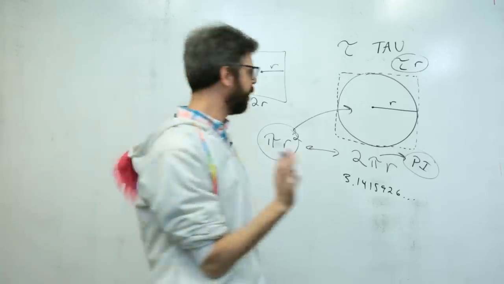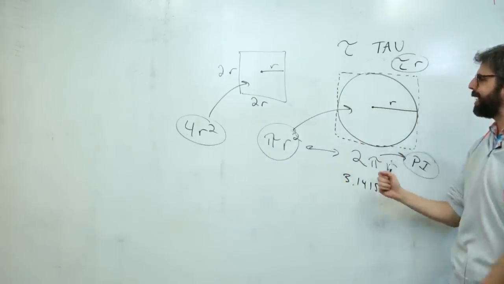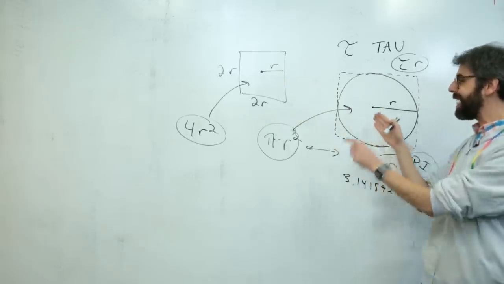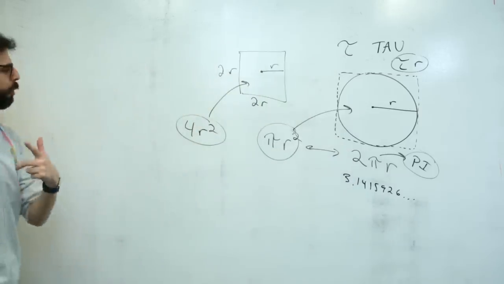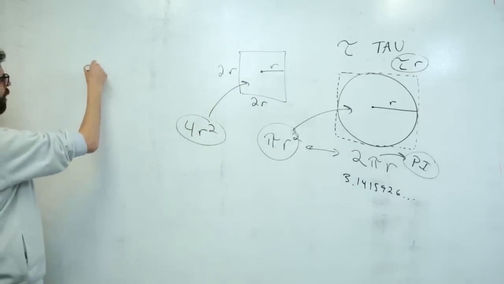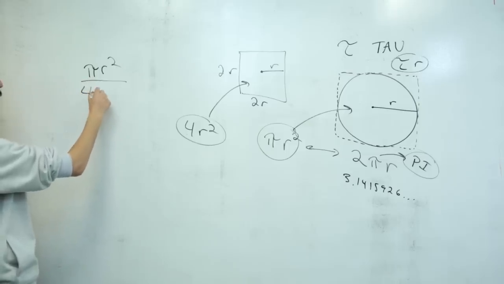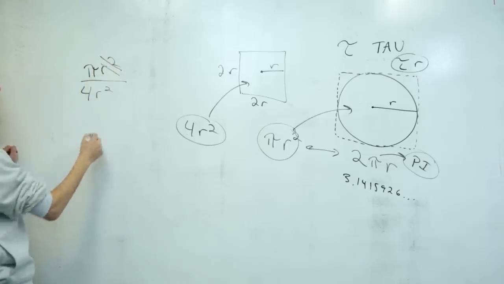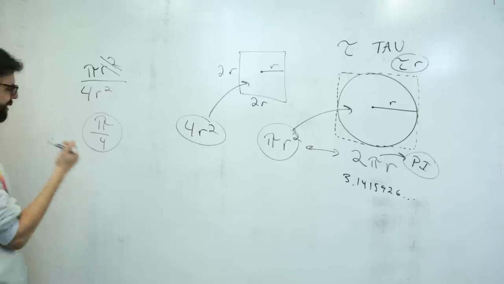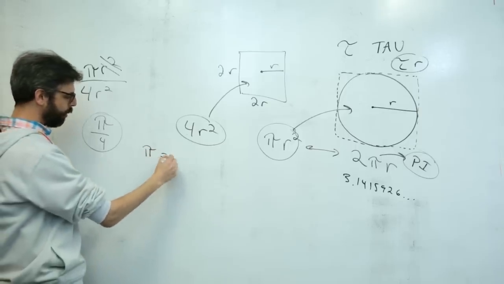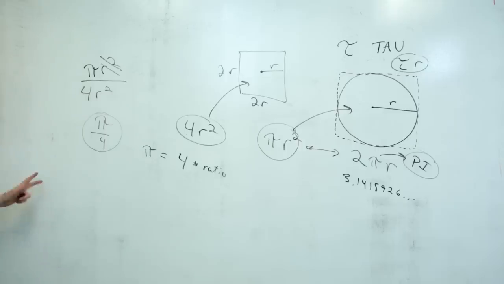Now imagine something. There's a relationship here, right? There's a relationship between the area of the circle and the area of the square. That relationship can be expressed as a ratio. I could say the area of the circle, pi r squared, to the area of the square, 4 r squared. The r's cancel out. The ratio is pi divided by 4. Or I could say that pi equals 4 times that ratio in a way.